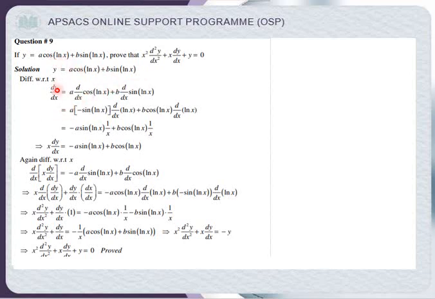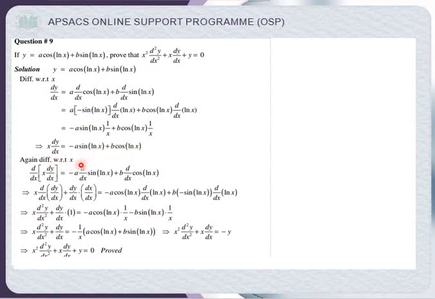I just took the first derivative, differentiating with respect to x. So y differentiated with respect to x is dy by dx. The derivative of a cos of the box is a times minus sine of the box and the derivative of the box, plus b sine of the box, which means b cos of the box and the derivative of the box. The derivative of ln x is 1 upon x. 1 upon x is common, so I'll just take the common and then multiply by x. So x dy by dx equals minus a sine ln x plus b cos ln x.